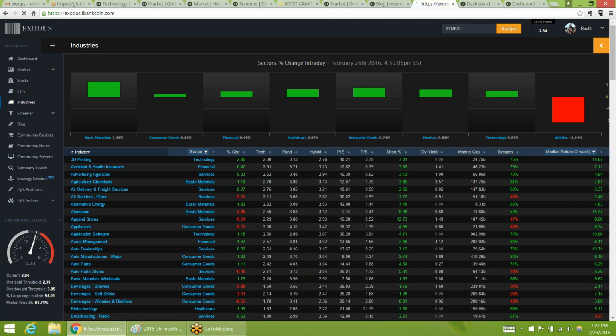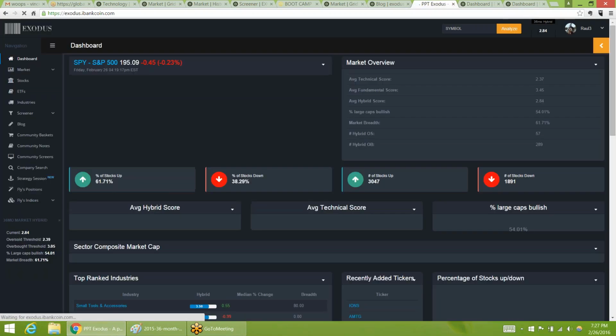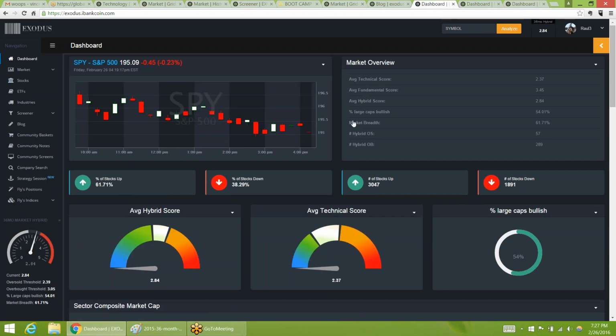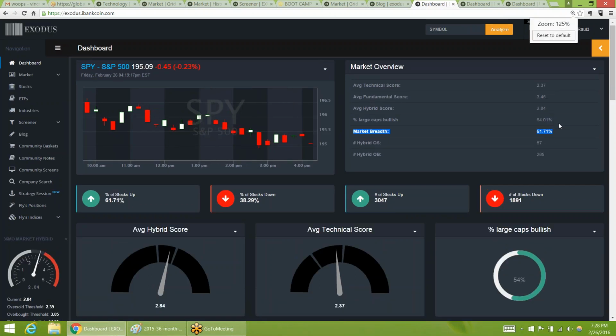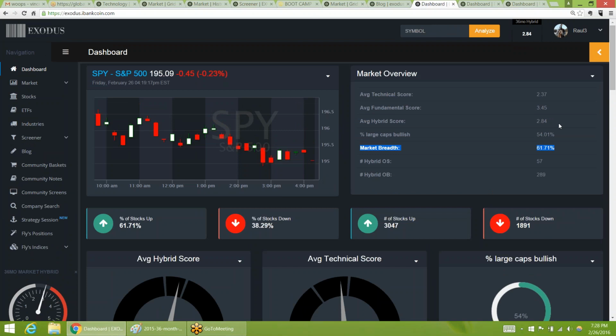Something else that I like to look at to gauge the participation with the rally is this market breadth number on the market overview pane. Like I said, there's over 4,000 stocks in this software, and this market breadth number is showing you what percentage of those stocks are up on the session. Right now, it ended the day at 61%. So it wasn't really that broad of a participation day. Just over half the stocks were up.